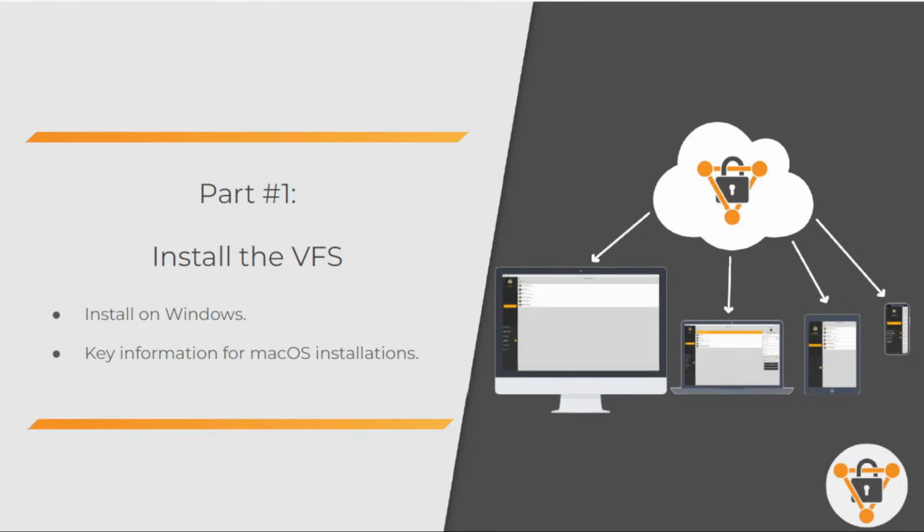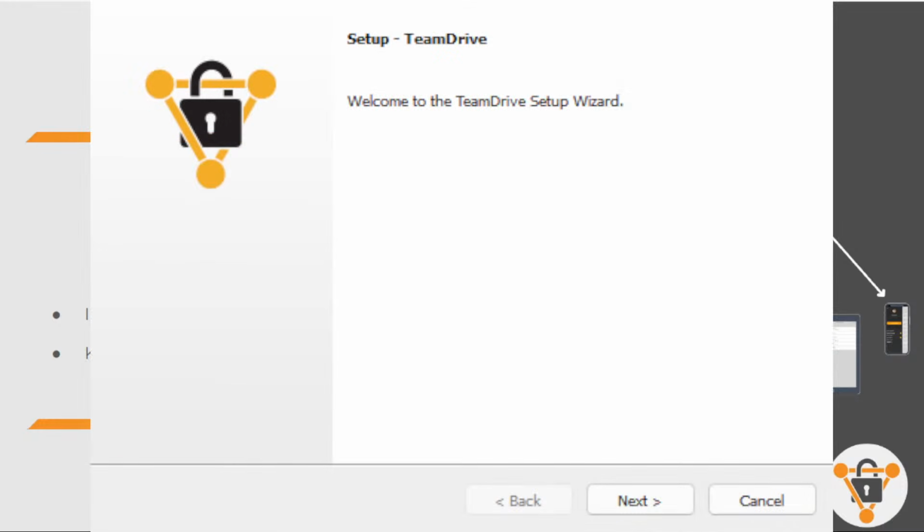So let's start by opening the installer. The virtual file system can be installed along with TeamDrive during the initial setup. However, if you did not activate the virtual file system during your initial setup, you simply need to run the installer again. You don't need to uninstall first, just simply run the installer again, exactly as we are about to do in my example.